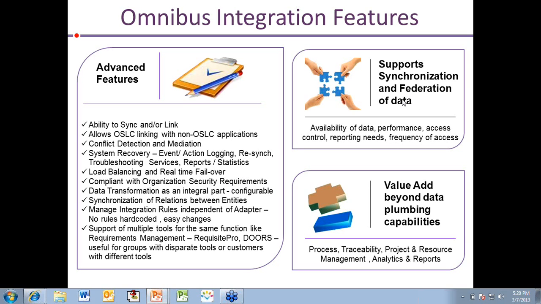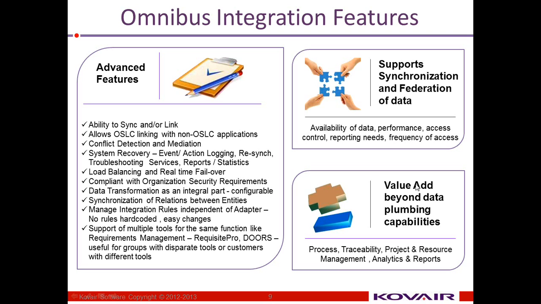On the right hand side, we see that Omnibus supports both synchronization and federation of data. This lets us get all the data, performance, access control, reporting needs, everything centralized and accessed through Covea. And we are not only pushing the data from one tool to another, but we enable process, traceability, project and resource management, and analytics and reporting from all the tools.